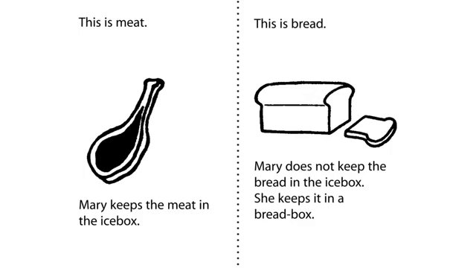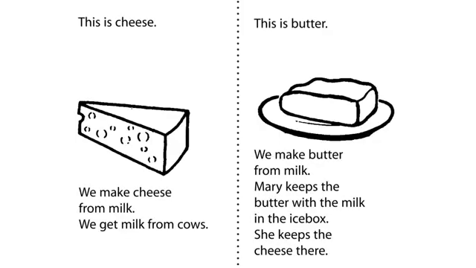This is meat. Mary keeps the meat in the icebox. This is bread. Mary does not keep the bread in the icebox. She keeps it in a bread box. This is cheese. We make cheese from milk. We get milk from cows. This is butter. We make butter from milk. Mary keeps the butter with the milk in the icebox. She keeps the cheese there.